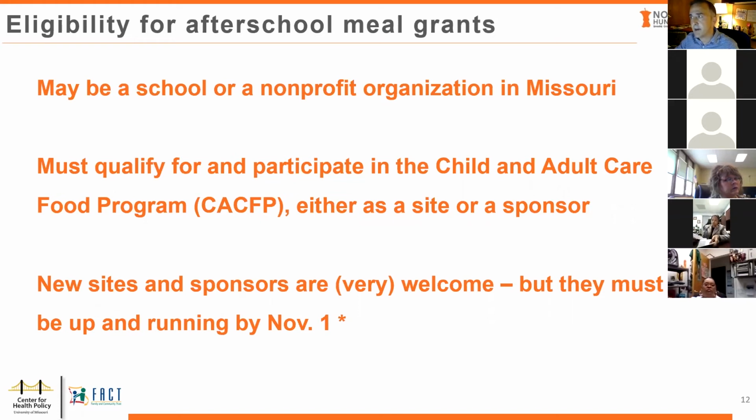Probably the heaviest lift on the part of applicants for this one is we do require that you participate in a USDA program called the Child and Adult Care Food Program, or CACFP. If you're a first-time organization doing this, the way CACFP works, it's a site and a sponsor system. It's similar to the Summer Food Service Program, if you're familiar with that. As a sponsor, the sponsors are more or less responsible for working with the state, for filing monthly meal claims, for making sure all the rules are being complied with.